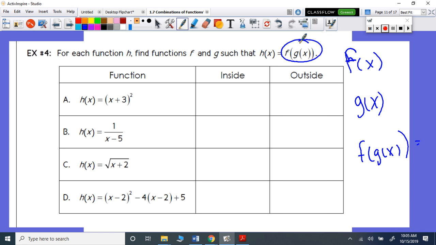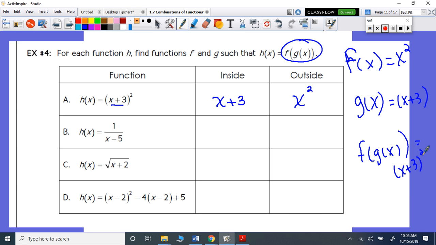Do you agree that the inside is x plus 3? The outside had to have been x squared. So f in this guy would have had to be x squared, and g would have been x plus 3. So when I composed them, that told me to put x plus 3 in for x, and square. Can you see what they did? They're taking them apart.